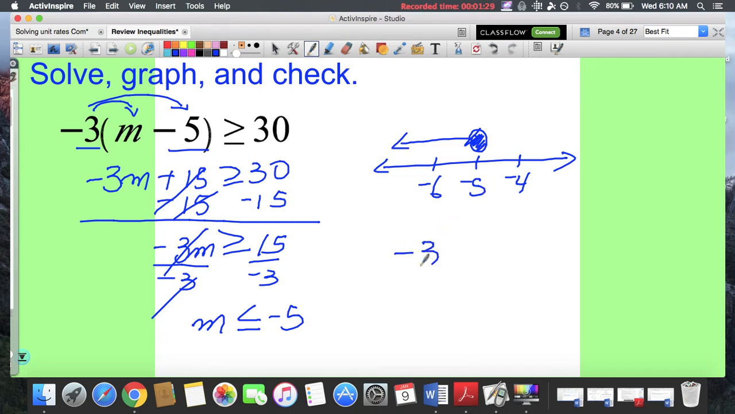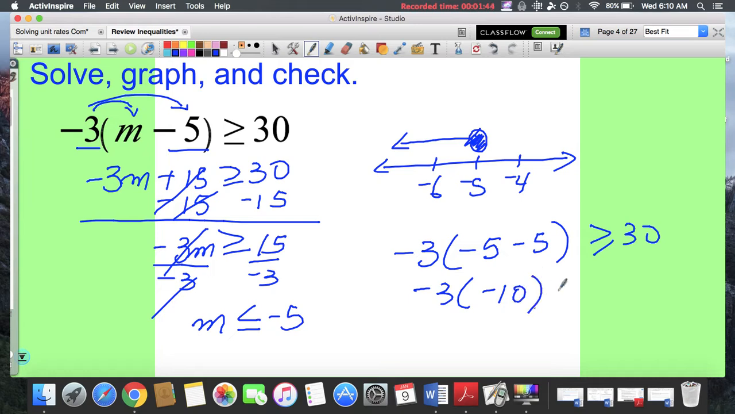So negative 3. And wherever you see the m, I'm going to put a negative 5. So it becomes negative 5 minus 5 greater or equal to 30. I'm using the original equation, right? So negative 3 inside the parentheses, negative 5 minus 5 is negative 10. Greater or equal to 30. A negative times a negative is a positive, and 3 times 10 is 30. And is 30 greater or equal to 30? Yes, it is. So we know we're good.